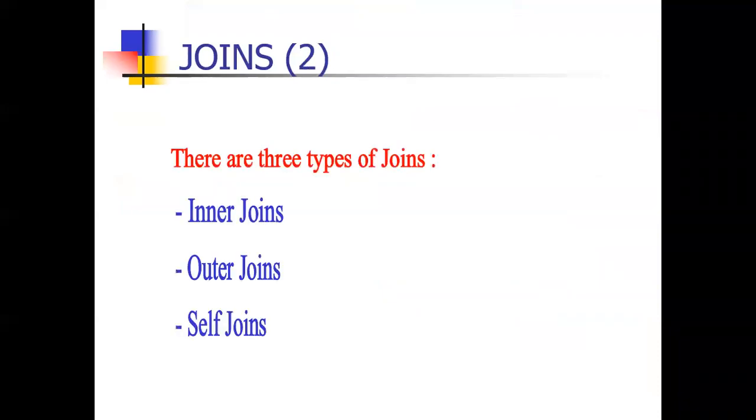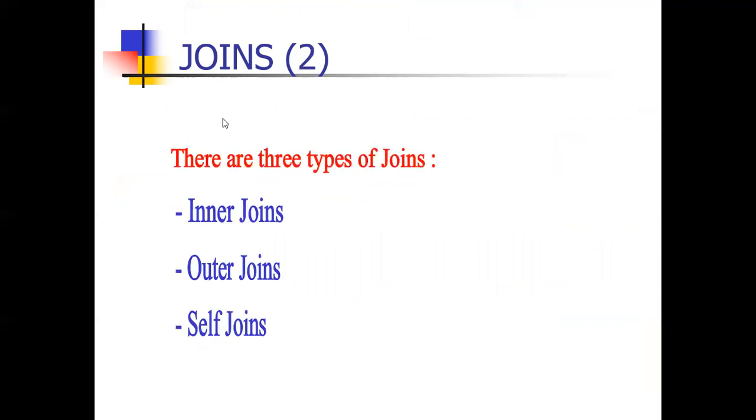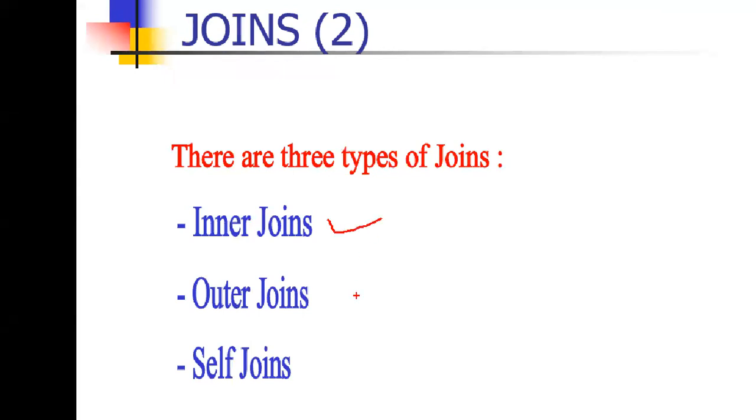Now to start off, we'll start with joins. As I said, joins are used to combine the columns of multiple tables and show us one output. So in this session, we'll study the concept of joins. We have different types of joins. We have an inner join, an outer join, and a self join. So we'll see one by one how we write these joins.